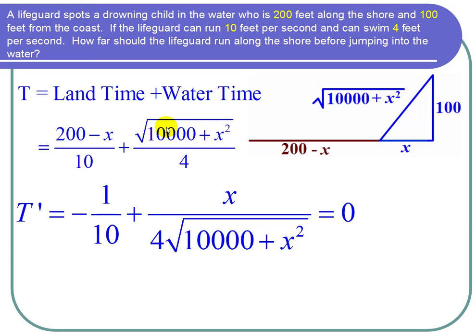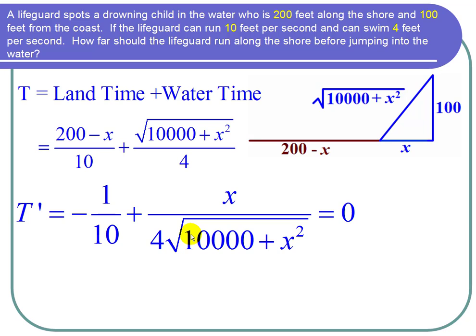So at this point I can solve. I could multiply by the common denominator and then isolate the root and square both sides and solve for x, but honestly I used a calculator to do this, and what I ended up getting was that x was about equal to 43.6. I don't really want x, I want 200 minus x, because that's how far the lifeguard is going to run before he jumps in the water.